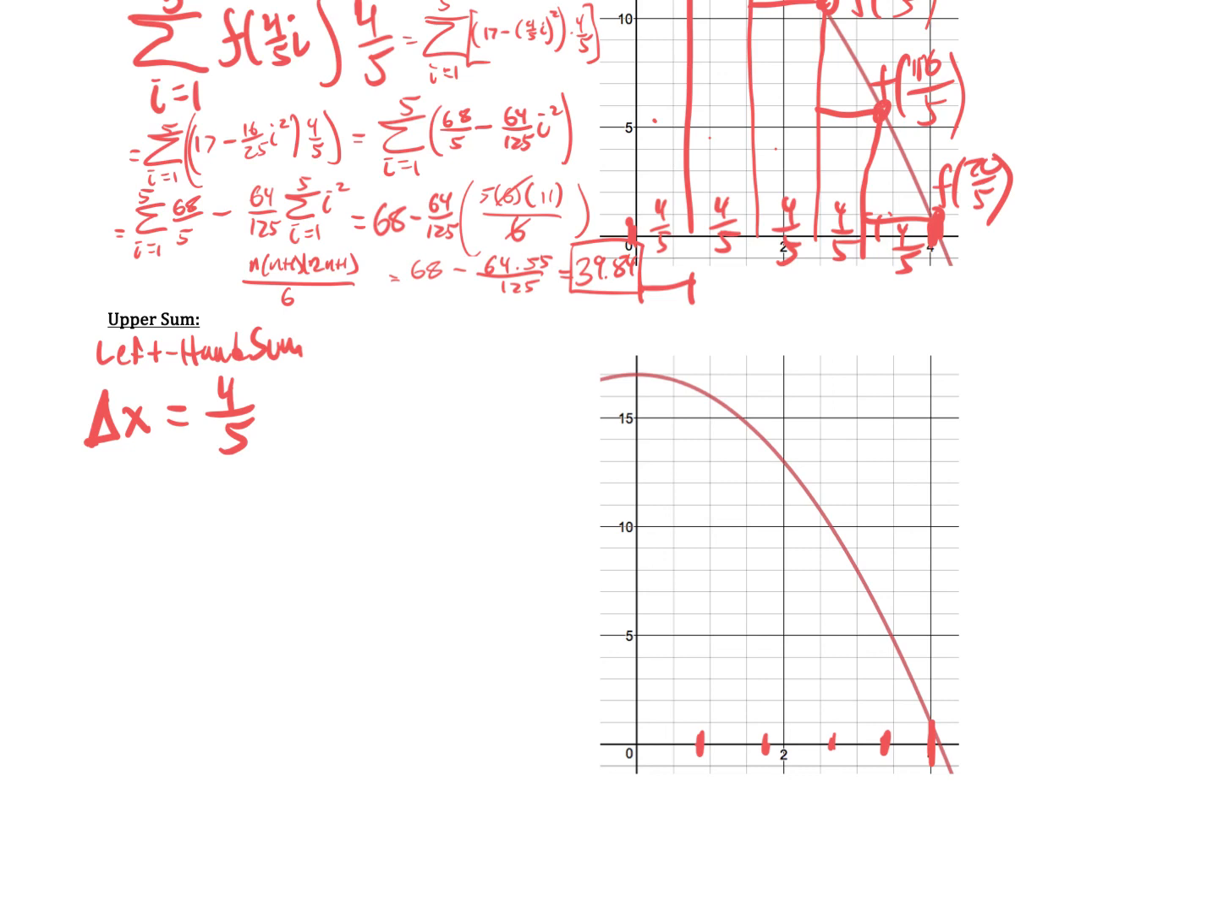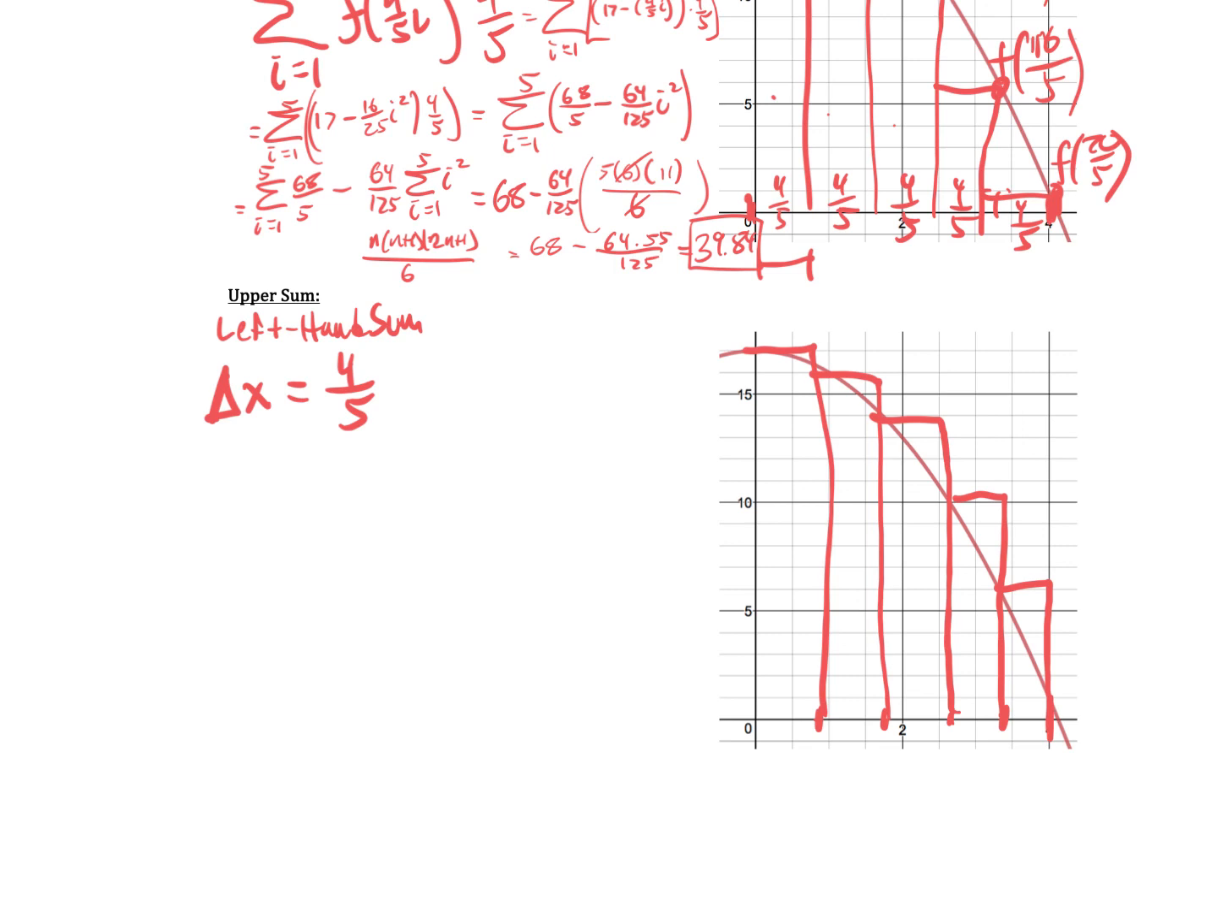Left-hand sum is going to go up. Let's see if I can draw some rectangles. Up and over, up and over, up and over. It's going to connect to the left-hand side there. Okay, so don't trust those drawings to be accurate, of course, but that's the idea. We have 5 rectangles. They're each, again, 4/5 wide, but their heights are a little different.